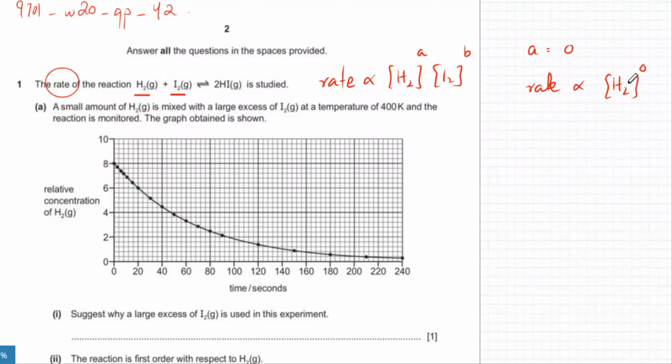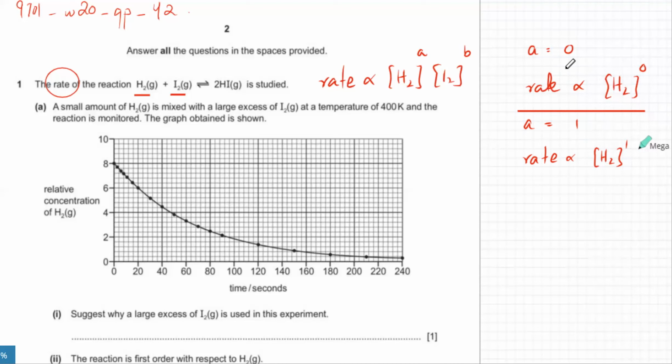Similarly, if A is equal to 1, that means rate is dependent on the concentration of the reactant, because if the power is 1, it's directly proportional. That means if you increase the concentration of H2, the rate of the reaction would also increase, and it's going to be directly proportional.